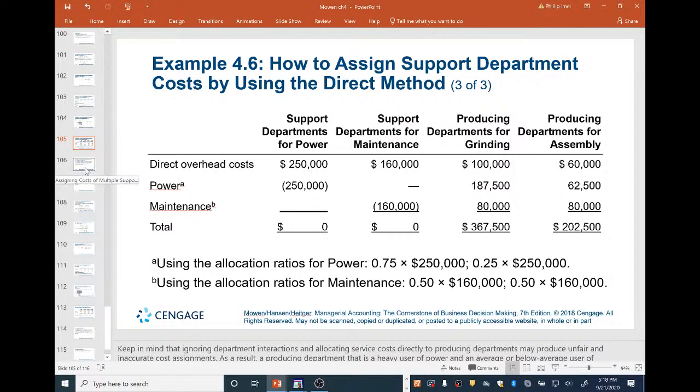That makes sense to everybody? So now obviously there's no support activities going on anymore, right? It's all been moved into producing departments for either assembly or grind. Does everyone see how we allocated that based upon the percentage? Anyone lost on that?